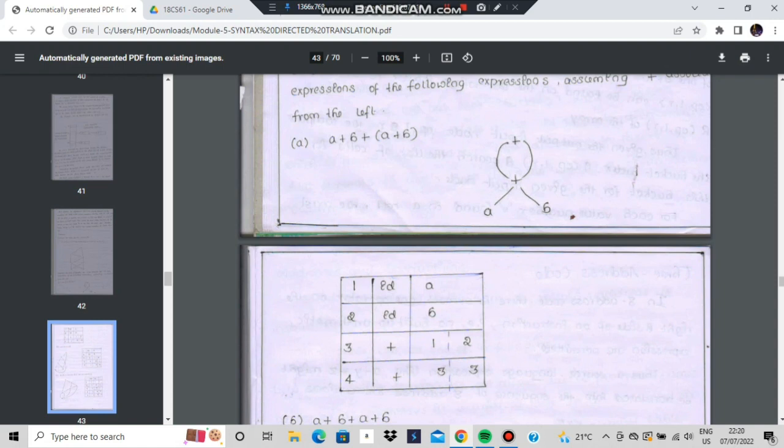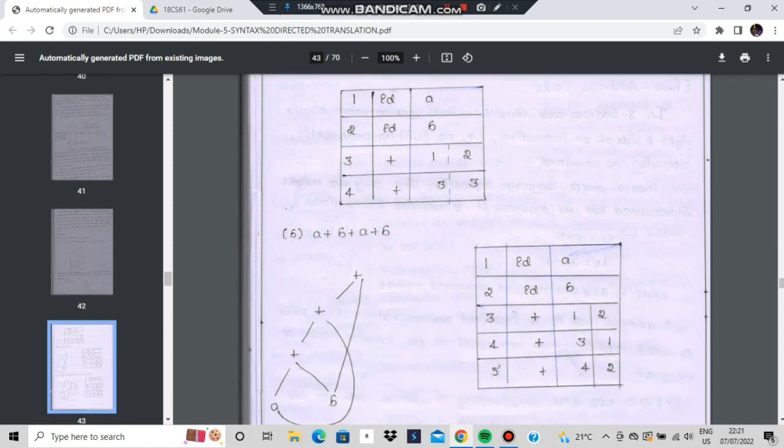Next, what is happening in 4? Plus is happening with 3 and 3. So what is happening with 4? Plus is happening, and this is 4, and from where it is happening? From 3 and 3. So this is 3 from 3 and 3. So what will happen? A plus b will be stored here. That will be taken as a plus b plus again a plus b. So that's what we need, a plus b plus a plus b. This is how we make the directed acyclic graph.